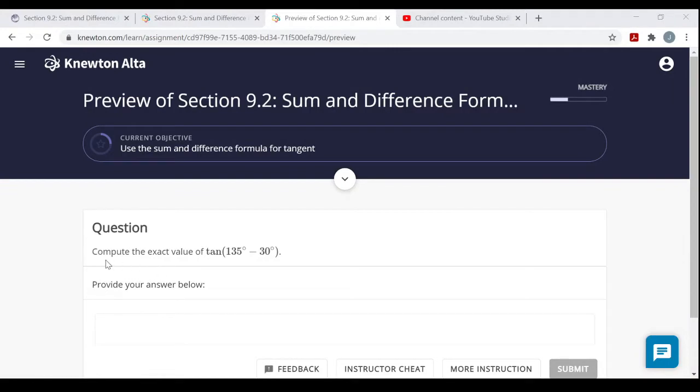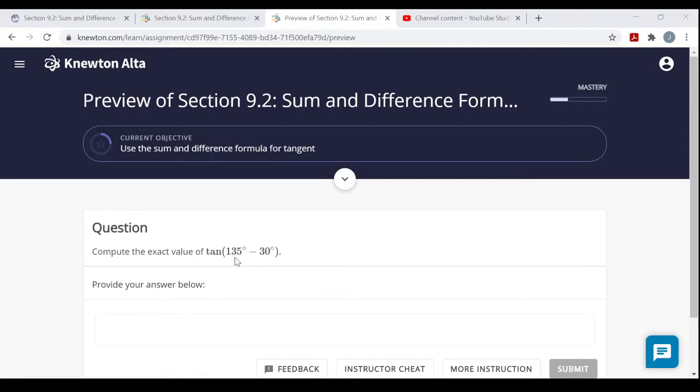Now they're asking us to just compute the exact value. That means don't punch it in a calculator, don't round any decimal places or anything like that. Of the tangent of 105 degrees. Now they have written 105 degrees as 135 degrees minus 30 degrees.